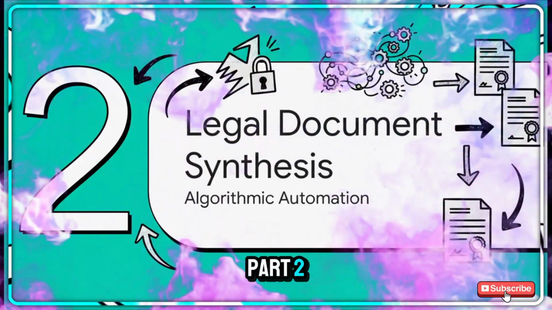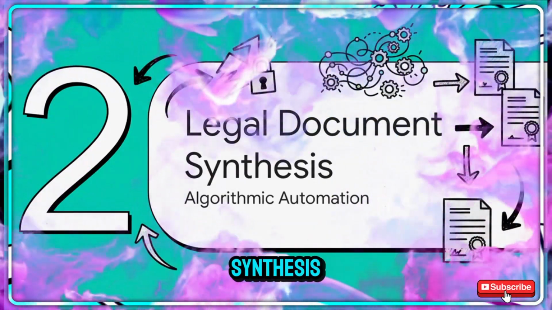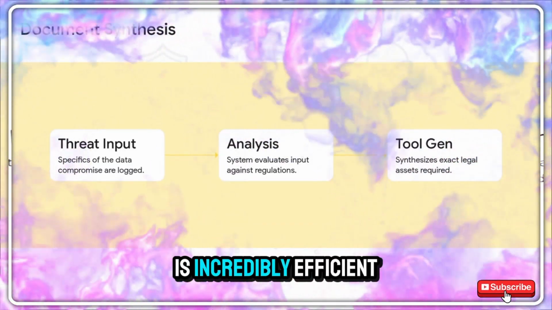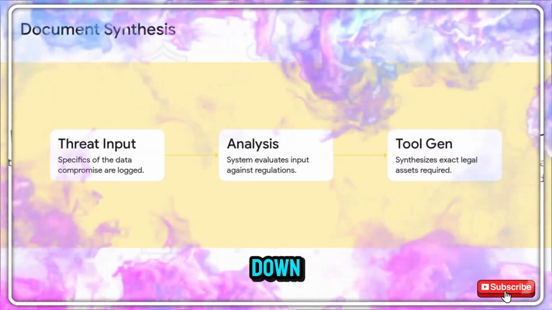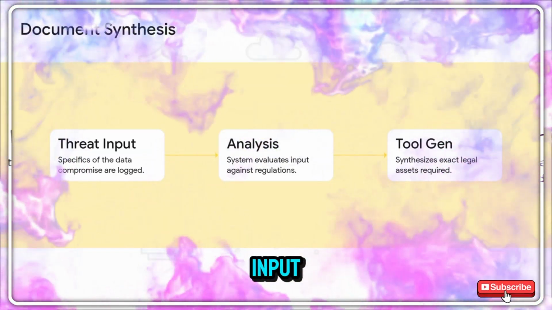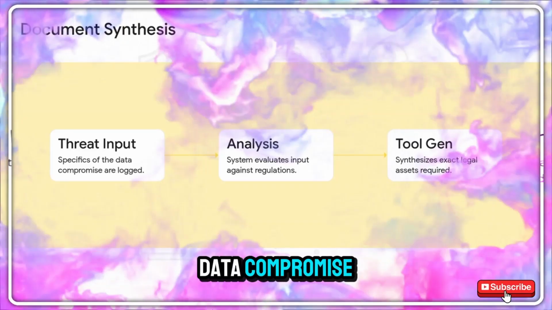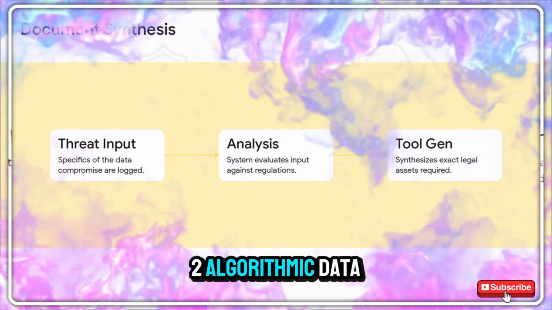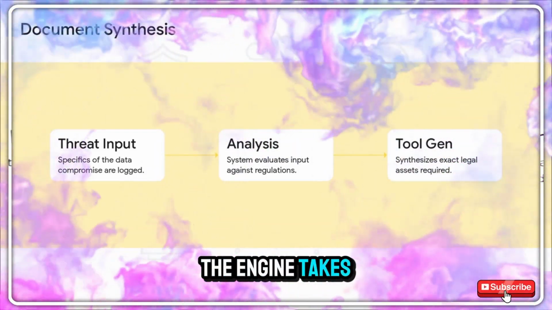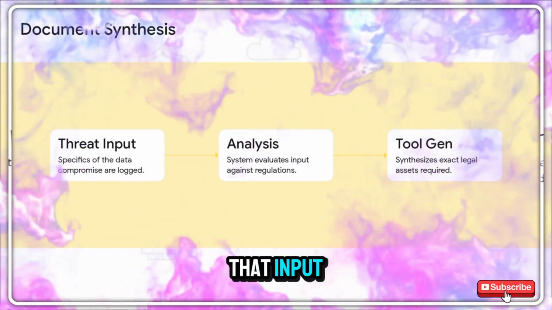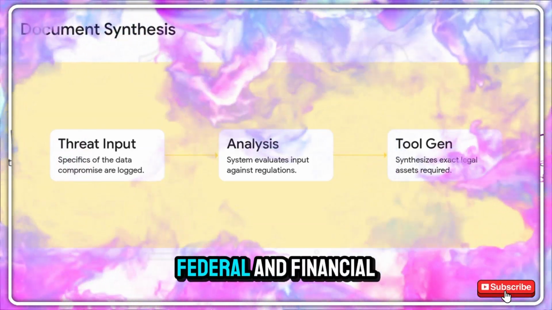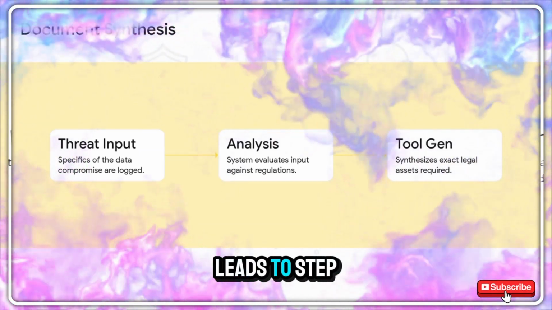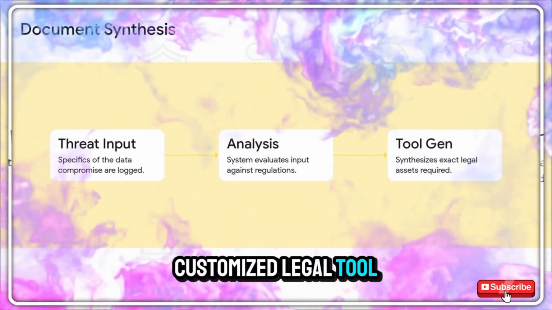Moving on to part 2, algorithmic legal document synthesis. The underlying logic gate of this portal is incredibly efficient. Let's break it down. Step 1 is the threat vector input, which is where the raw specifics of the data compromise are securely logged into the system. Then, in step 2, algorithmic data analysis, the engine takes over. It evaluates that input against a wildly complex web of federal and financial regulatory requirements. And that instantly leads to step 3, customized legal tool generation.